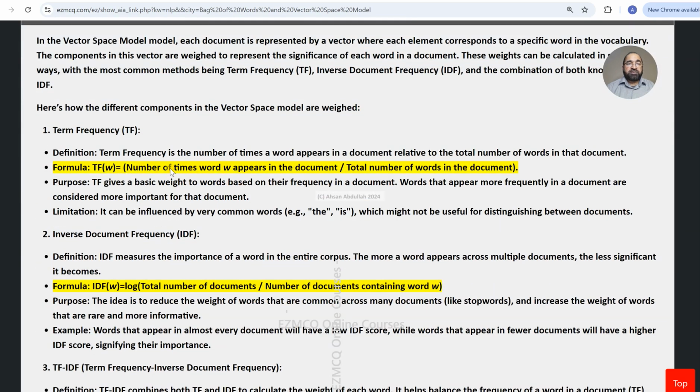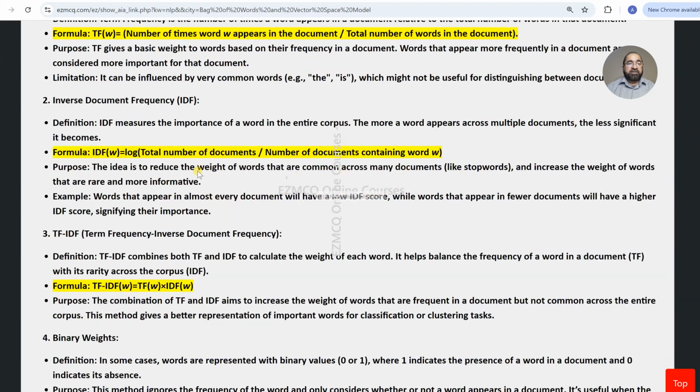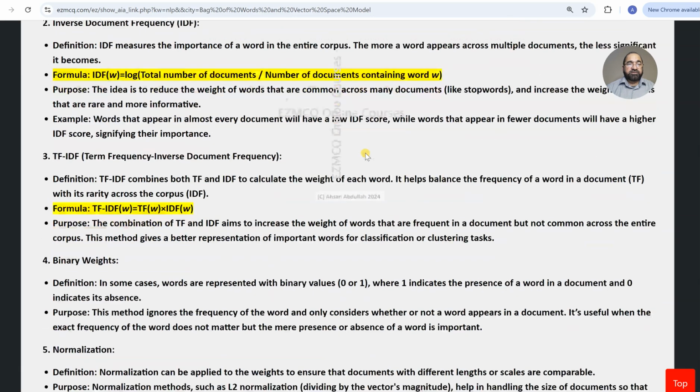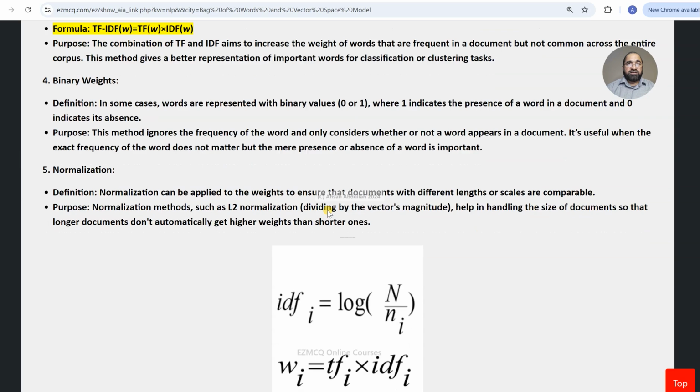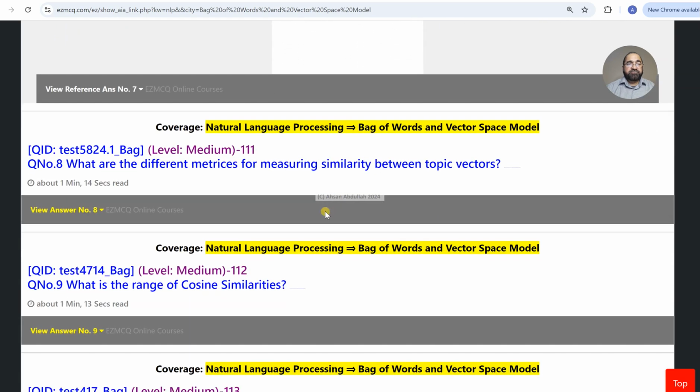TF of W is the number of times the word W appears in the document divided by the total number of words in the document. That is one. Then there is the inverse document frequency, log of total number of documents divided by the number of documents containing the word W. This is basically very simple. And of course we can also assign binary weights, with binary values 0 and 1. It occurs or it does not occur. I'll go into more detail and it will become very concrete.